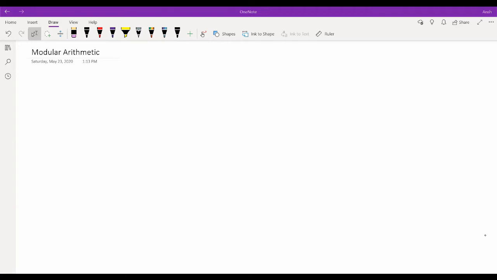So we'll be going over what mods are, various operations in mods, the binomial expansion, modular inverses, as well as the Chinese Remainder Theorem. So our first topic will be: what is a mod?